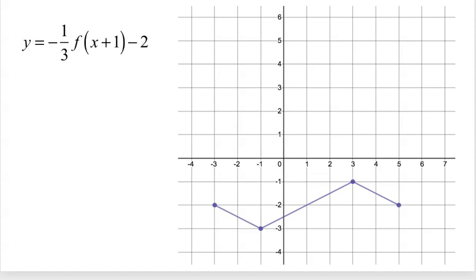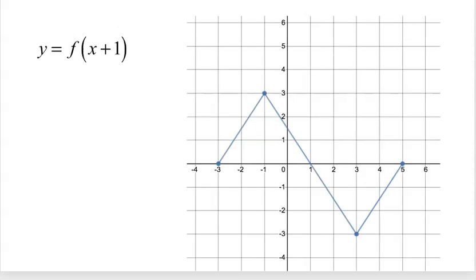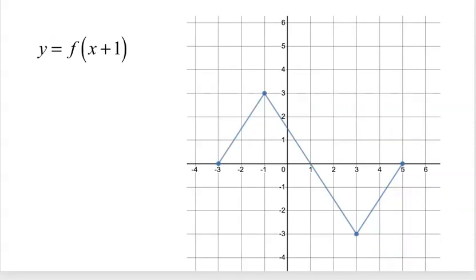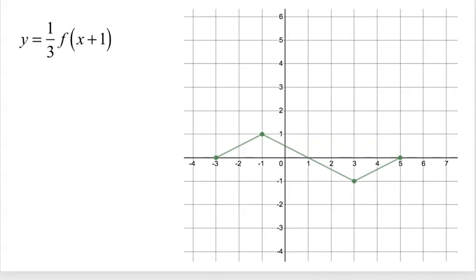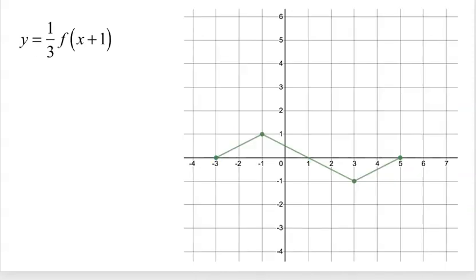So let's recap the entire process. We started with y equals f of x. Then what did we do? We did y equals f of (x plus 1). What did that do? Shifted everything to the left 1 unit. We see that. Next, what did we have to do? We did 1/3 f of (x plus 1). So what did 1/3 f of (x plus 1) do? It shrunk the y values by a factor of 1/3. So we see that process.